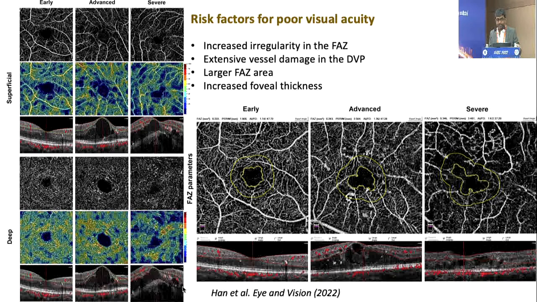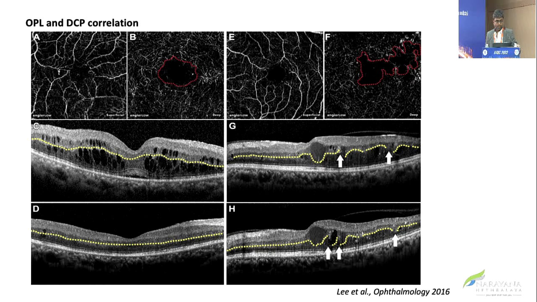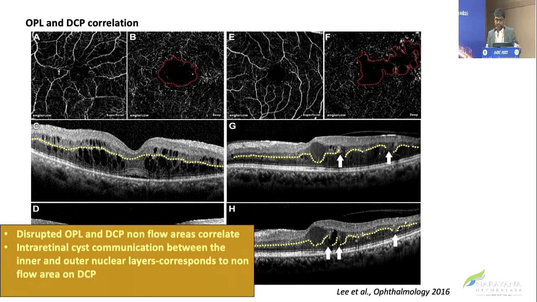So many studies again showed what really happens, what are the risk factors for poor visual acuity in a case of diabetic macular edema and OCTA. So they found that increased irregularity in FAZ and extensive damage in the DCP and larger FAZ area, and when there's initial high foveal thickness, these are the risk factors for poor visual acuity. And then again, there are studies which showed that in a poor response DME, you can see the disrupted OPL. This is because of the disruption here, or outer nuclear layers kind of breakdown. So when there's a communication, you can see the drop in vascularity over here.